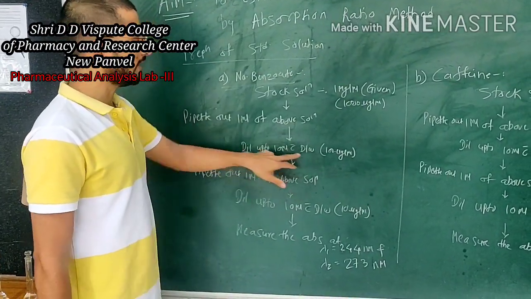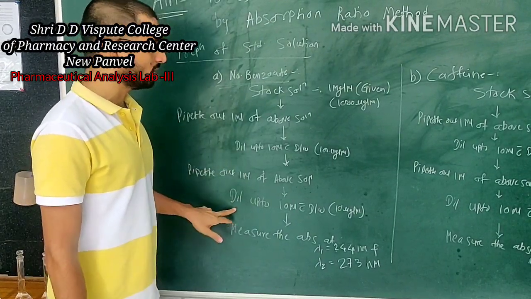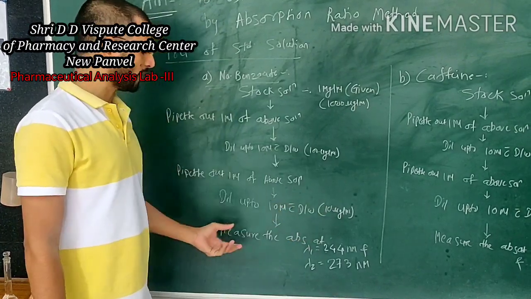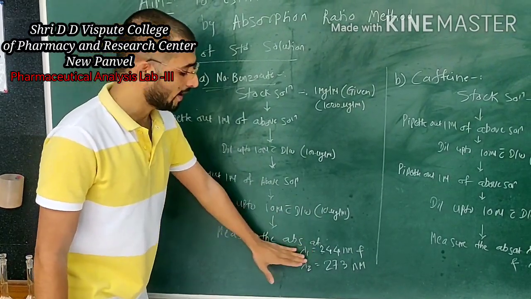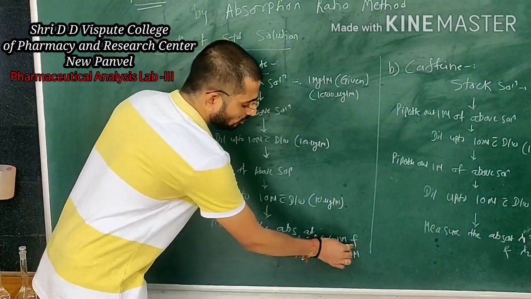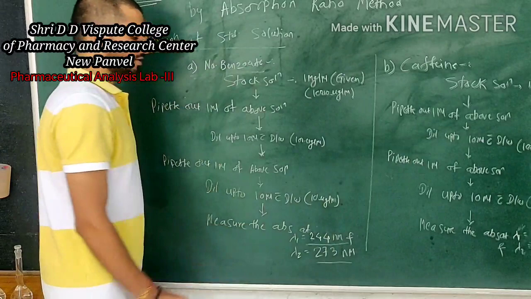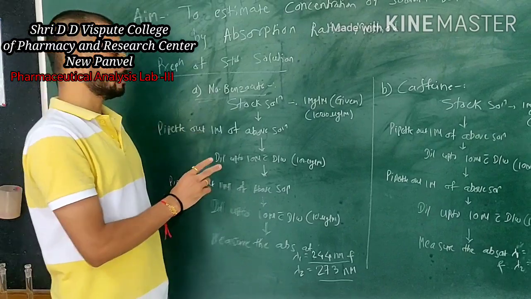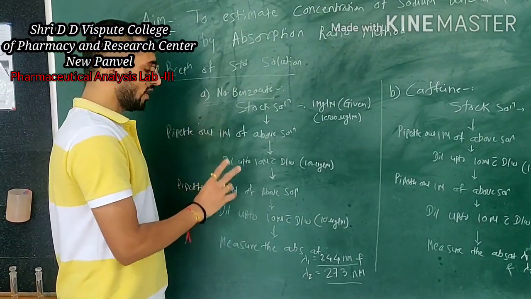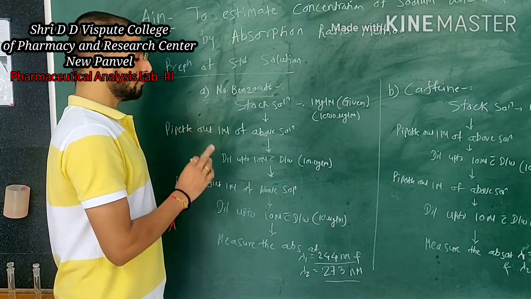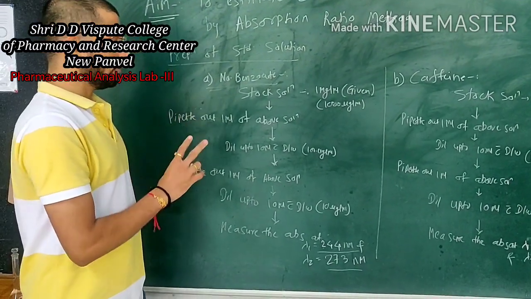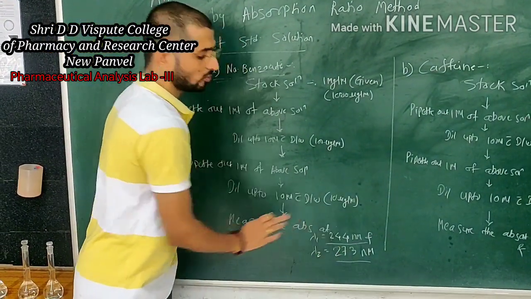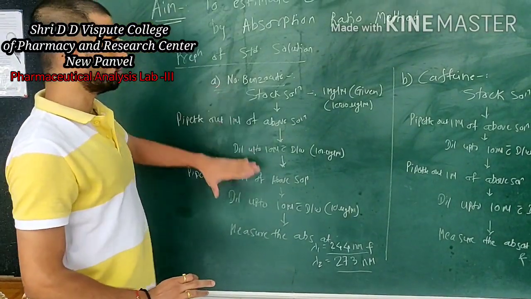Pipette out 1 ml from the 100 microgram per ml solution and dilute up to 10 ml with distilled water, giving a concentration of 10 microgram per ml, and measure the absorbance of this solution at lambda 1 and lambda 2. Here lambda 1 is 244 nanometer and lambda 2 is 273 nanometer. We measure the absorbance at two wavelengths, where the first is the wavelength of one drug and the second is the wavelength at which both drugs show equal absorbance. That is why lambda 1 is 244 nanometer and lambda 2 is 273 nanometer. So that is for sodium benzoate.